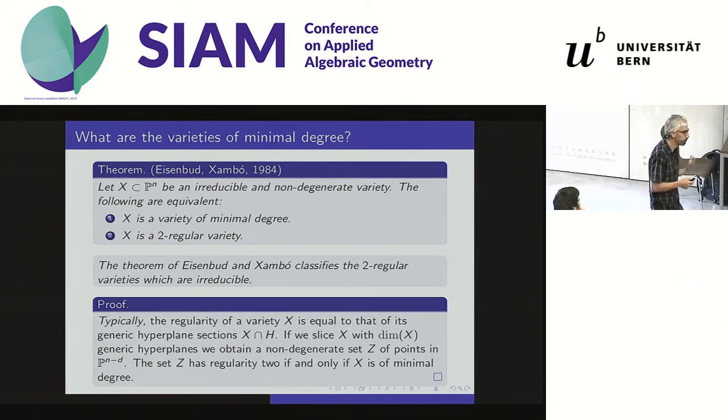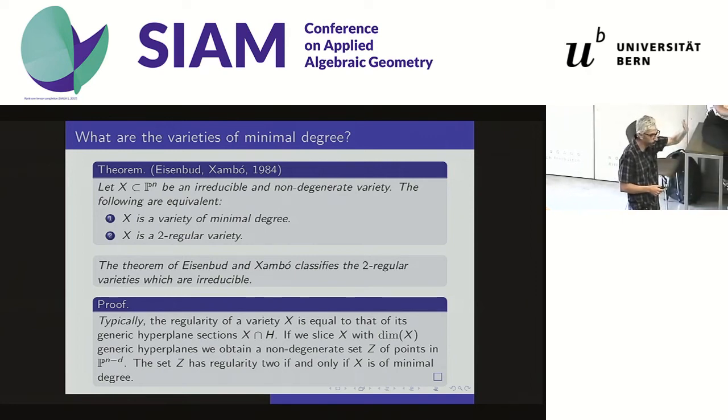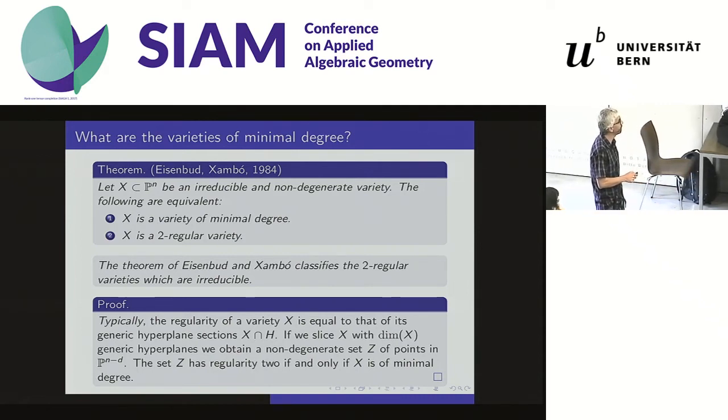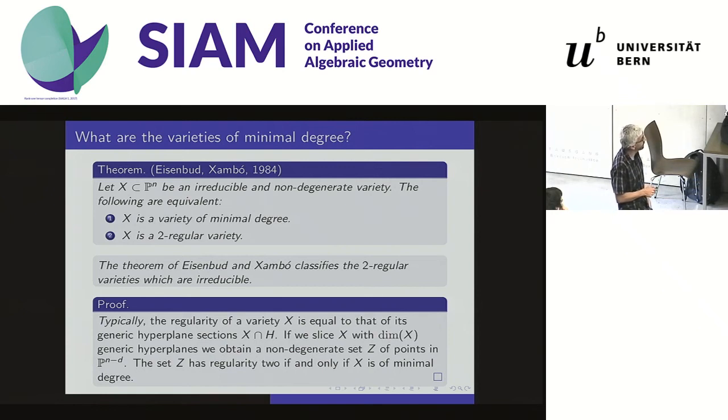Why do I get points? Because every hyperplane drops the dimension by 1. Why do I get P^(n-d)? Because I started in P^n and I slice d times, so we end up with a set of points in P^(n-d). And my claim is that this set has regularity 2 if and only if X is of minimal degree. Why is that?